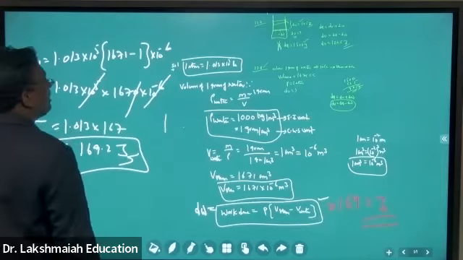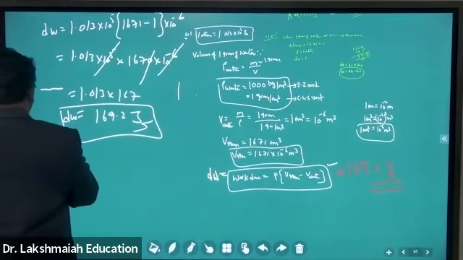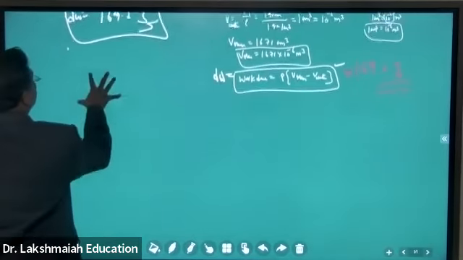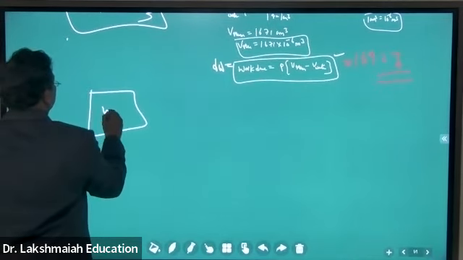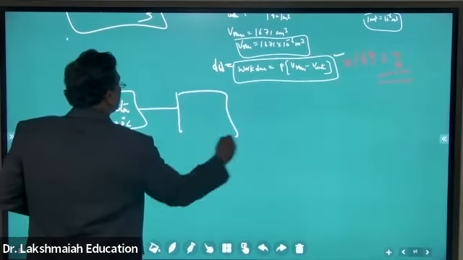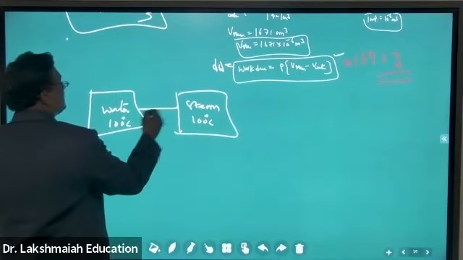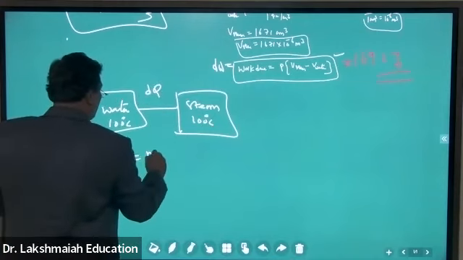Any doubt? No, sir. Right. Now dQ can be found. How can you find dQ? Water is converted into steam, no? Water at 100 degrees centigrade is converted into steam at 100 degrees centigrade. Here the latent heat of steam is involved. That is dQ. So dQ is equal to m L steam.